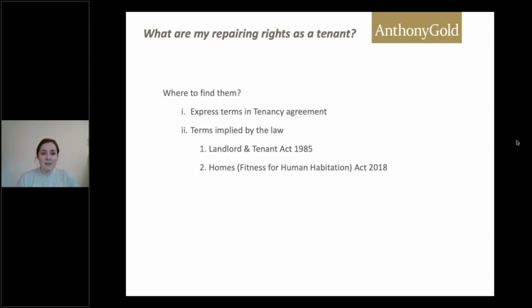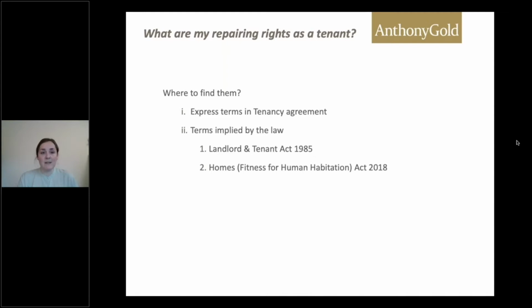So the first place to look to find out what your rights are is the tenancy agreement that you signed at the start of your tenancy, or the most recent agreement that you signed with your landlord if you've been there for a long time. Most tenancy agreements will set out express terms that deal with what your landlord is obligated to repair, and also what tenants are obligated to repair.